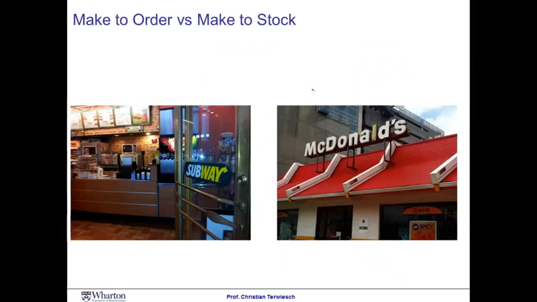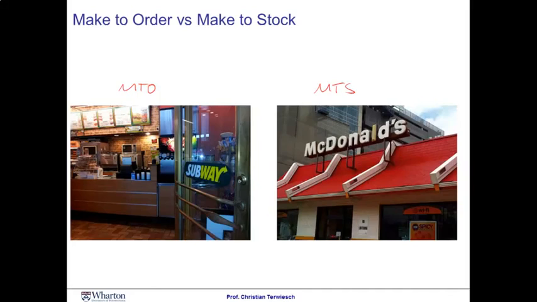Now let's go back to our comparison of McDonald's and Subway that we started in the module on process analysis. We said that McDonald's follows a make-to-stock strategy. Make-to-stock means that they make the burgers before having the orders. In contrast, we said that Subway produces make-to-order. Why that? Let's think about this.